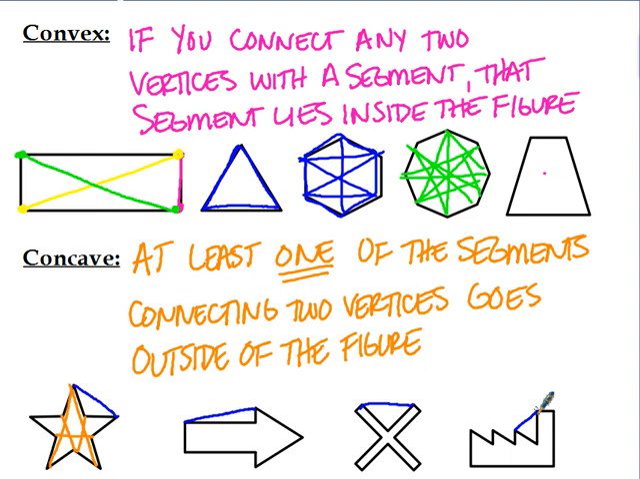Okay? And I know those two words are really similar, so it's always hard for students to remember which one is which. But convex is what you're used to. All of the segments are on the inside. And concave are usually the unusual ones, where you have at least one line on the outside.